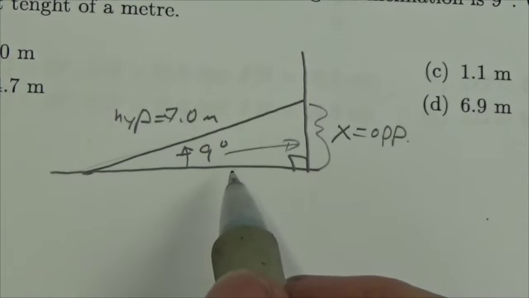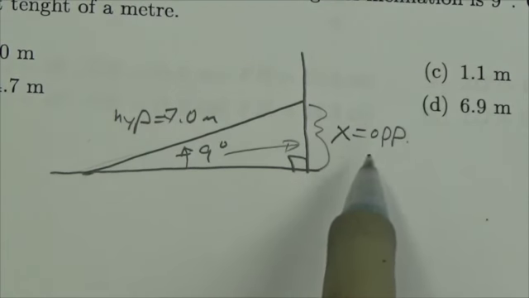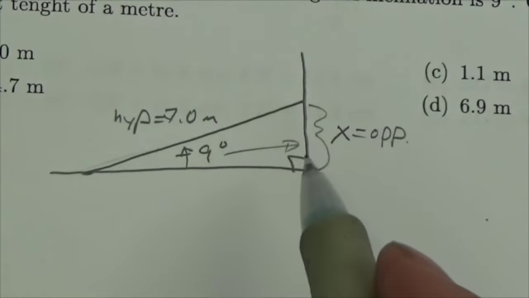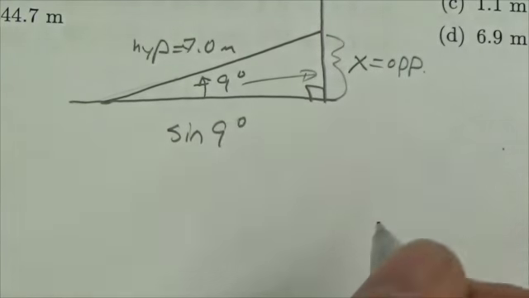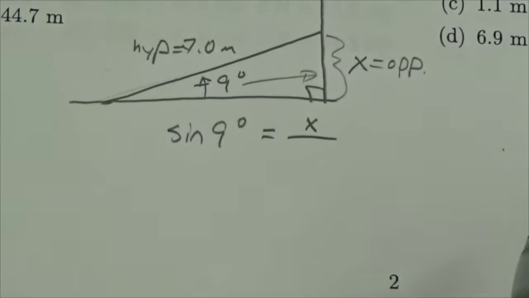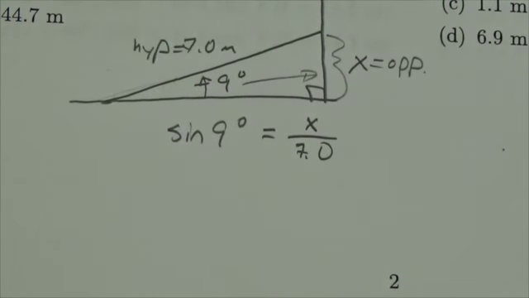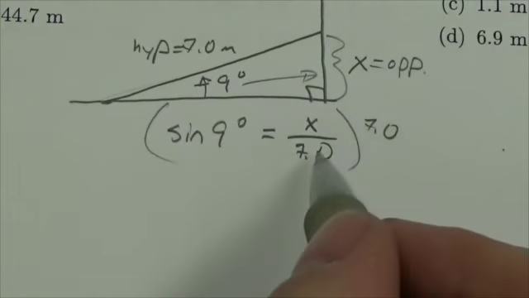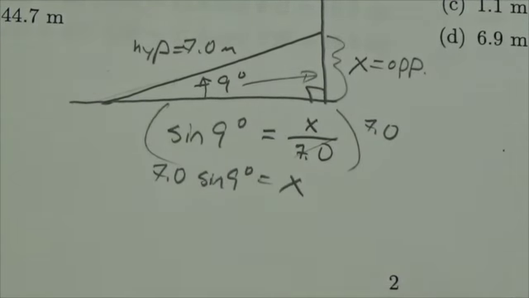Now I've got to go back in my memory and think, what trig function relates the opposite side of a triangle to the hypotenuse of the triangle for a given angle? And the answer is it's the sine ratio. So the sine of the angle, in this case the sine of 9 degrees, is going to equal the side opposite, which is our unknown, over the hypotenuse, which in this case is 7.0. To solve for that unknown, I'm going to multiply both sides of the equation through by 7, cancel here, and I'll get 7.0 times the sine of 9 degrees is equal to x.